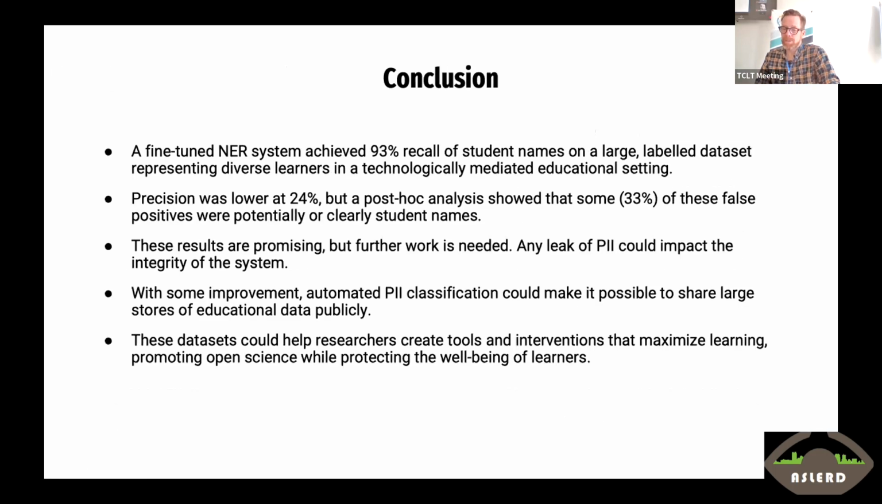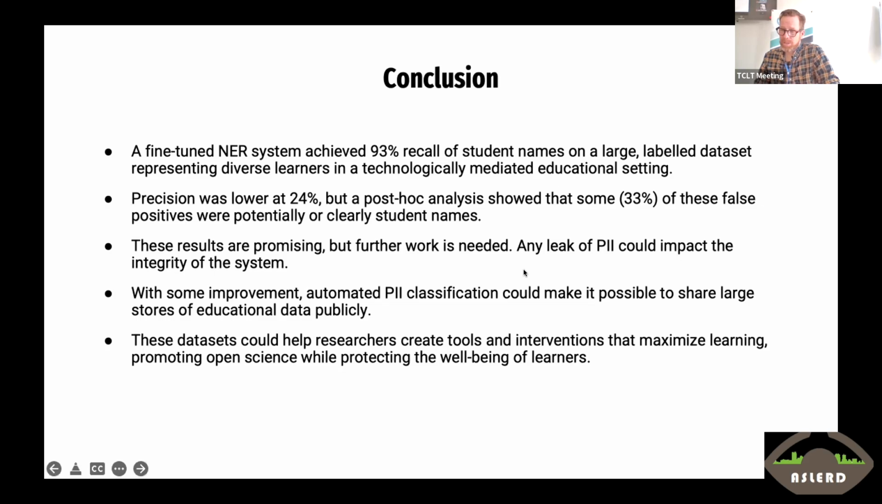All right, so in conclusion, we have a fine-tuned NER system that achieves about 93% recall, which is pretty okay. Precision was quite low, but that's okay. Think about this as if you're trying to detect cancer in patients: it's okay to tell some patients, hey, you might have cancer when they don't, but you really want to get the patients that have cancer and tell them so you can start working on solutions.